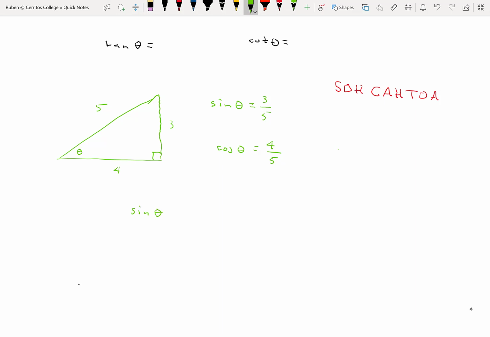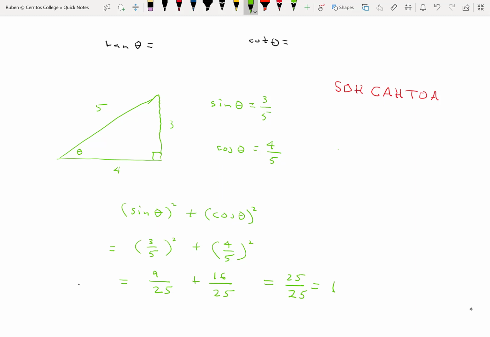If I take the sine of theta and square it, and to that I add the cosine of theta squared, look what I get. Sine of theta is 3/5 squared, plus the cosine of theta is 4/5 squared. And 3/5 squared is 9 over 25. 4/5 squared is 16 over 25. This is 25 over 25. This is 1.